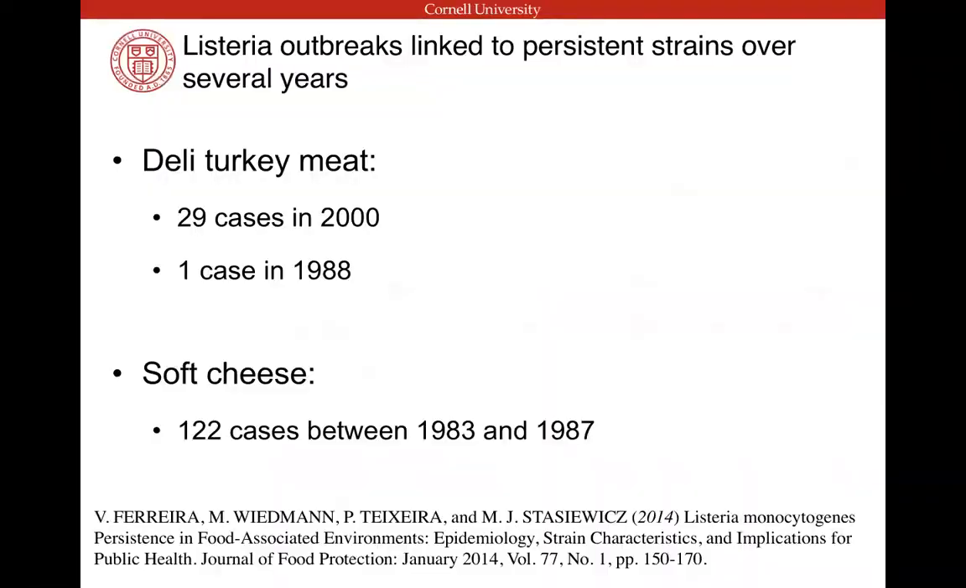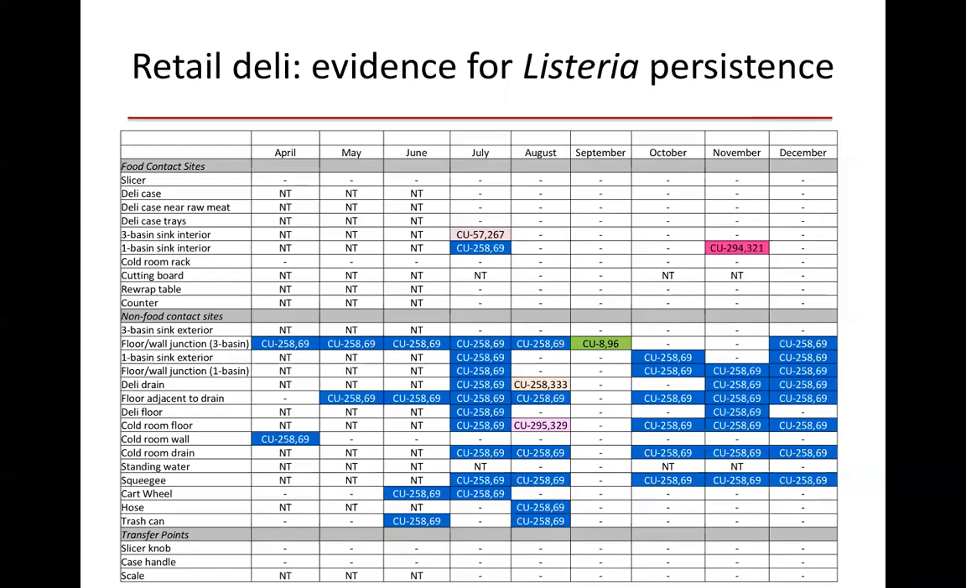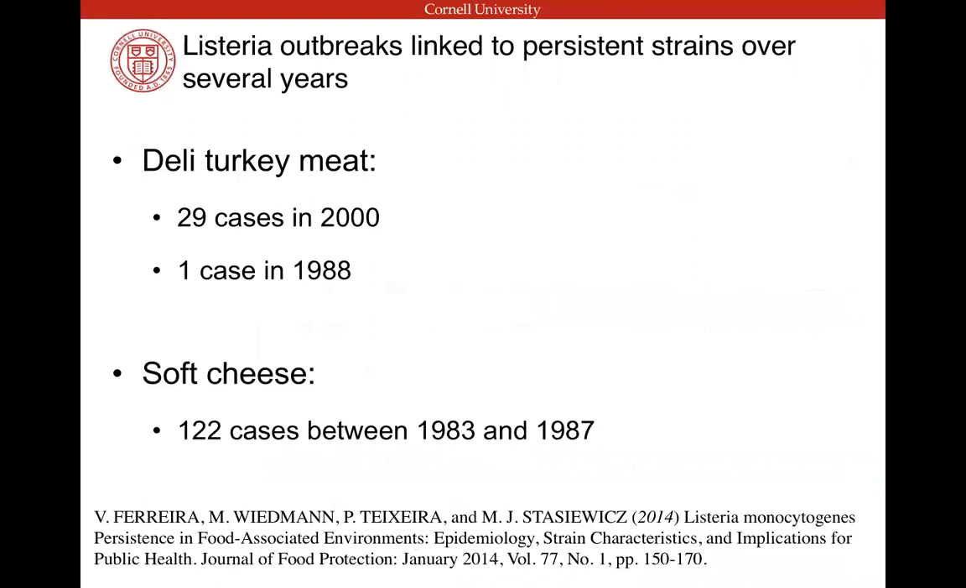So when I'm talking about a persistent strain, you could see in this last example that this Listeria was surviving over several months, and I wanted to remind you that it can survive over several years. We had a deli turkey meat outbreak in 2000 where there were 29 cases, and with whole genome sequencing, they realized that there was actually an additional case in 1988 that was tied to the same food facility. So you can see over time, this Listeria was able to survive and actually cause essentially 2 different outbreaks.